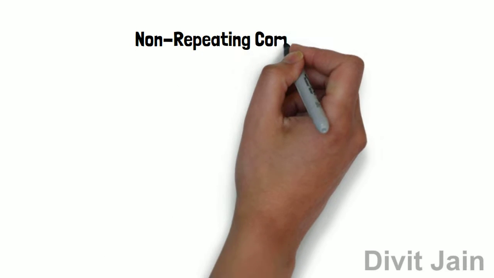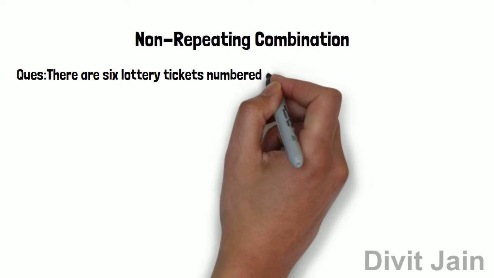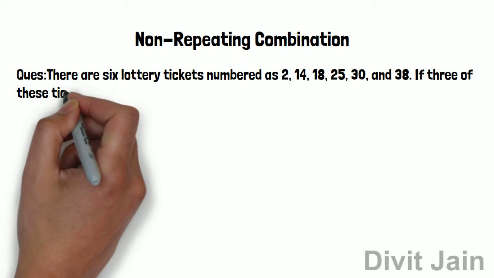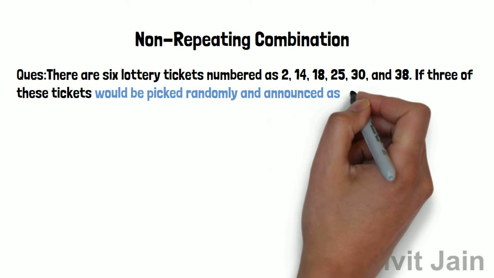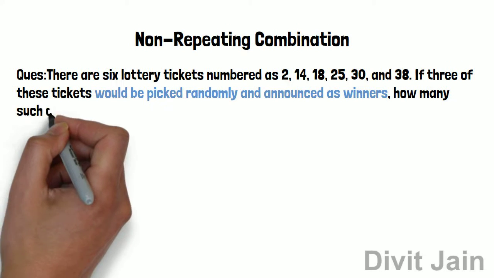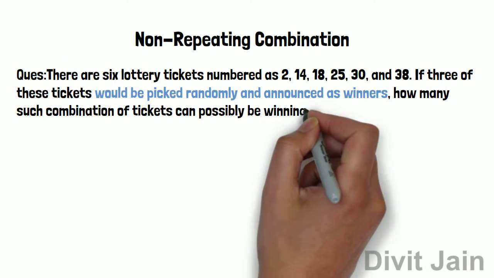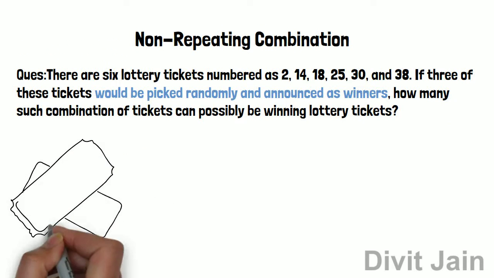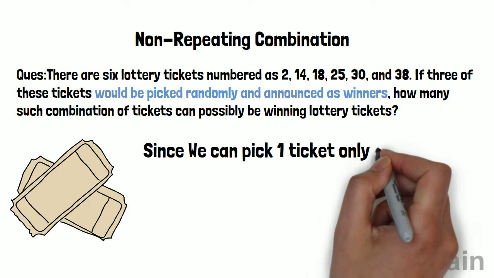Now let's understand non-repeating combination through an example. There are 6 lottery tickets numbered as 2, 14, 18, 25, 30 and 38. If 3 of these tickets are picked randomly and announced as winners, how many such combinations of tickets can possibly be winning lottery tickets? See, since we can pick one ticket only once, here repetition is not possible.